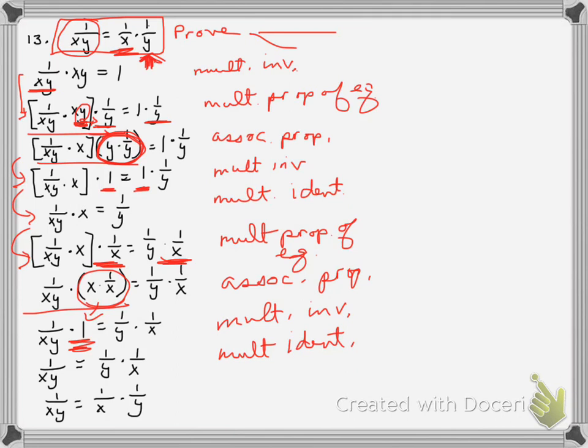Everything else stays the same, and the only thing I've done now to go to the very last step is notice I've reversed this order. I want the 1 over x first and the 1 over y second. I'm allowed to do that because of the commutative property of multiplication.